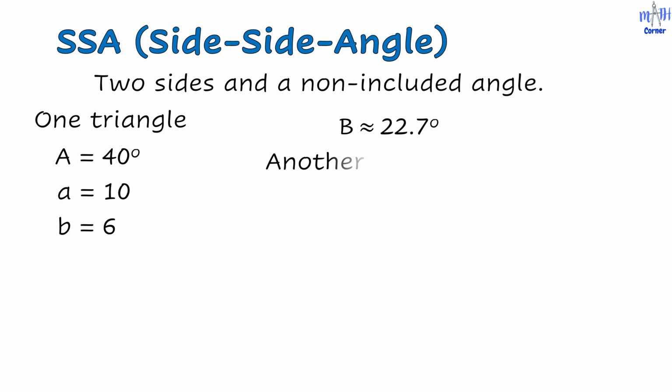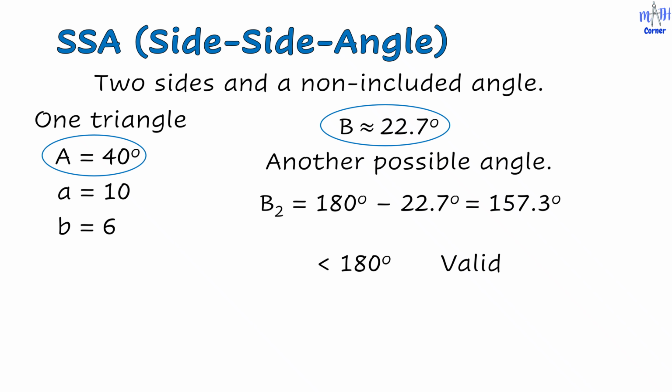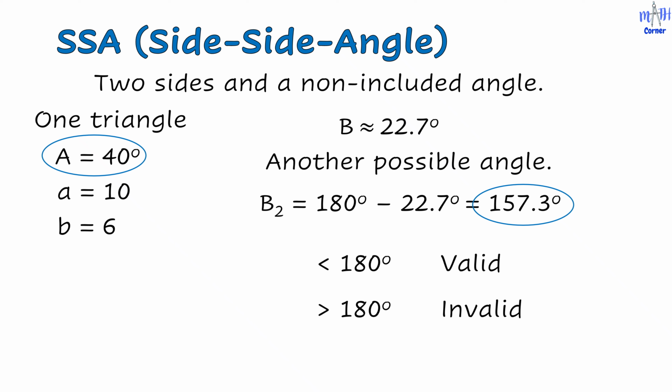Check the other possibility. 180 degrees minus 22.7 degrees equals 157.3 degrees. The two possible values of B are 22.7 degrees and 157.3 degrees. Let's check. Angle A, which is 40 degrees, plus 22.7 degrees, is less than 180 degrees. So, it is valid. Next, 40 degrees plus 157.3 degrees is greater than 180 degrees, so it is invalid. So, only one triangle exists.